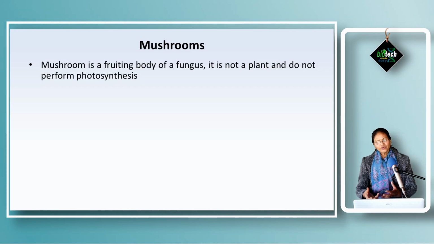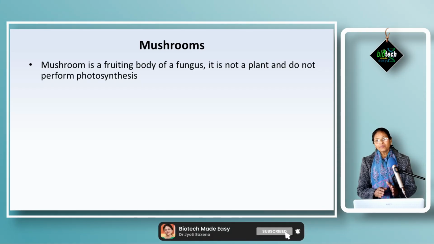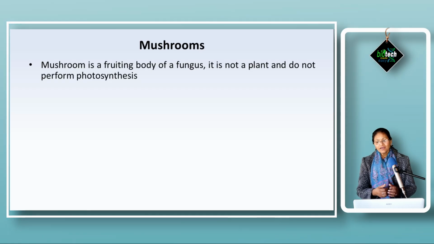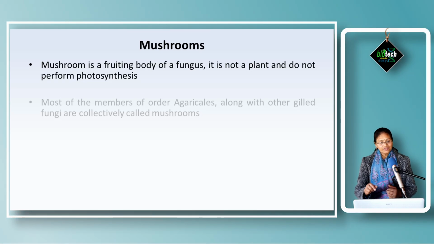So mushroom is a fruiting body of a fungus. So remember, this is not a plant, but this is a fungus, which is a microorganism. And they are not plants because they cannot perform photosynthesis. They do not have any chlorophyll-like structure. So they cannot make their own food.